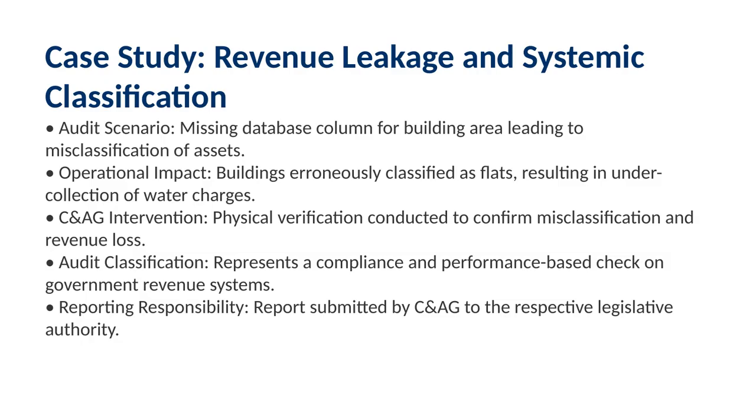In this scenario, you need to identify the type and nature of the audit being performed by the Office of the Comptroller and Auditor General of India, and determine who the report would be submitted to. This is a classic example of a compliance or performance-based check, where the C&AG is ensuring that the government's revenue is being collected correctly and that the systems in place are effective.